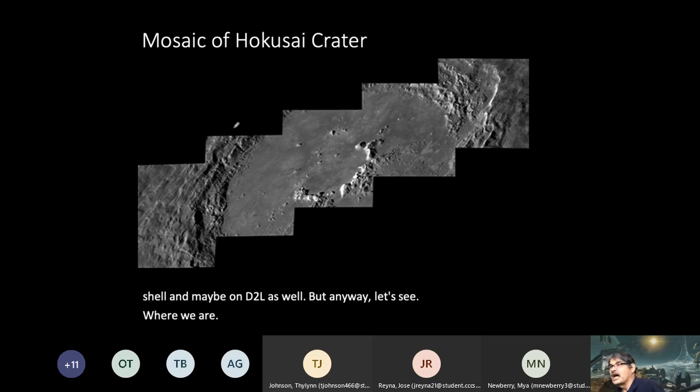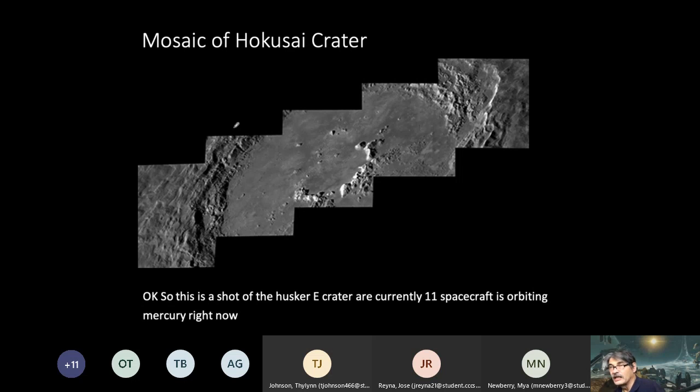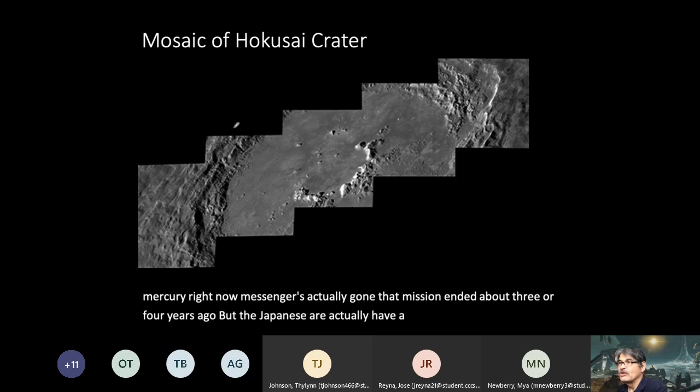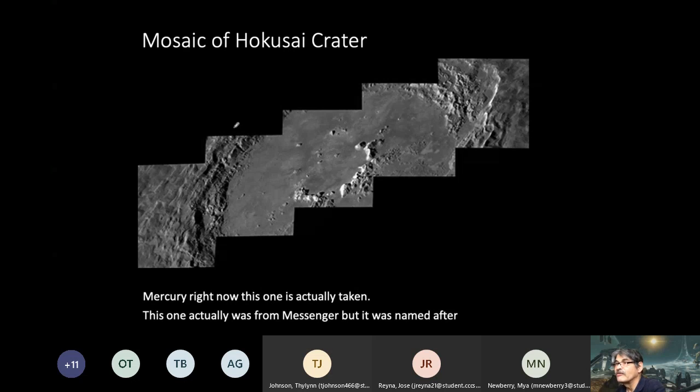Okay, so this is a shot of the Hakusai crater. Currently, one spacecraft is orbiting Mercury right now. Messenger is actually gone. That mission ended about 3 or 4 years ago. But the Japanese actually have a spacecraft that is orbiting Mercury right now. And this one actually was from Messenger, but it was named after a Japanese discoverer.